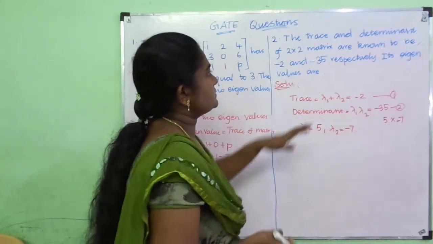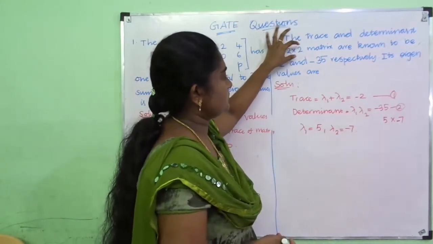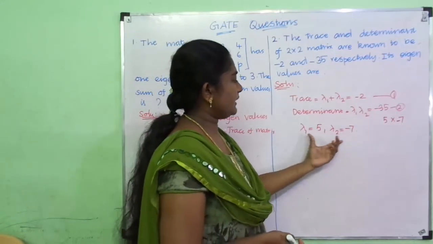These are the eigenvalues. In a 2 cross 2 matrix, you will get only 2 eigenvalues.